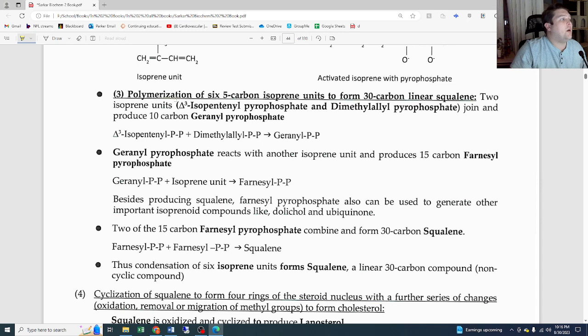Next, polymerization of 6 5-carbon isoprene units to form 30-carbon linear squalene. So what this means, polymerization, means that they're going to be joining together.